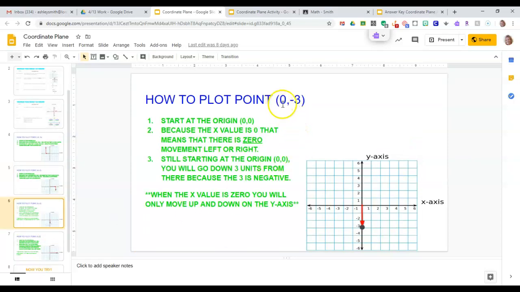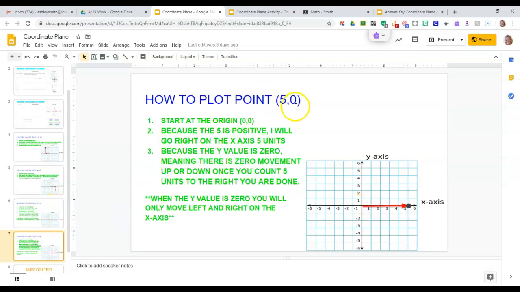So at 0, -3, the 0 tells me first that there is no movement left or right. So I'm still starting at 0, 0, but I'm not moving left or right. So that is why there is only one arrow here pointing down. So when you have a question like this, refer back to this slide to check to see where the arrows are pointing.